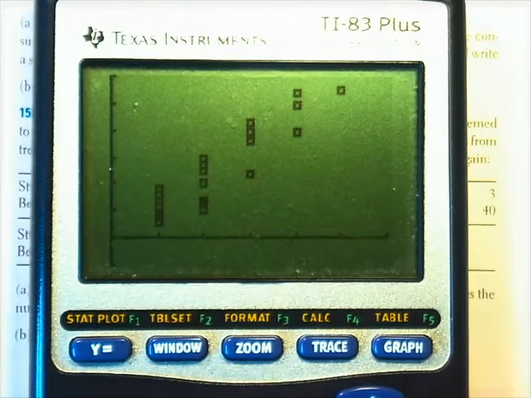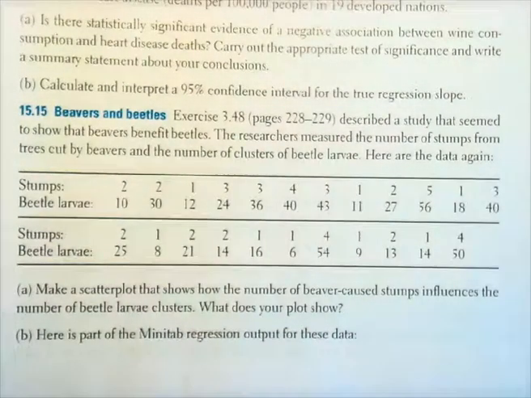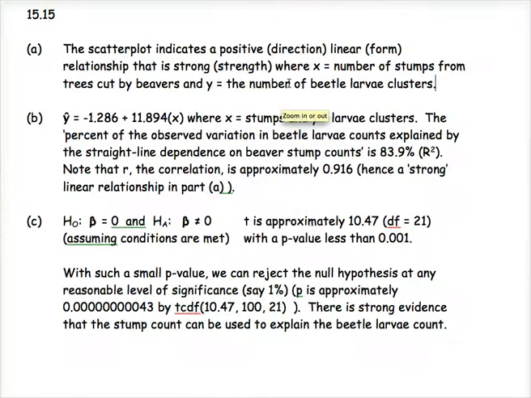However, here's how I wrote about it. Again, on that scatter plot, you should write about those three things. So the scatter plot indicates, in terms of direction, a positive linear relationship. Linear is a way you can discuss the form. And this relationship is strong. There's the strength. Make sure you understand who the explanatory and response variables are. The explanatory variable is x, the number of stumps from trees cut by beavers, and y is the number of larva clusters. This is the response variable.